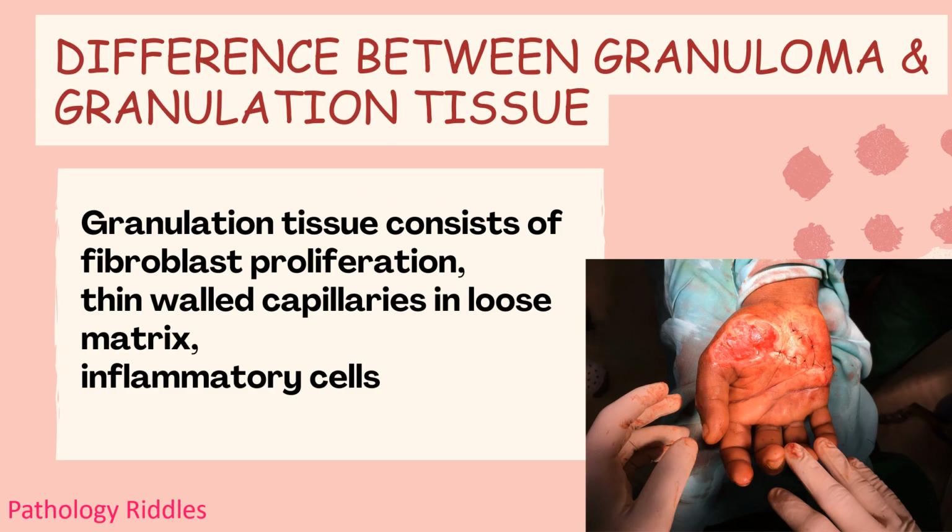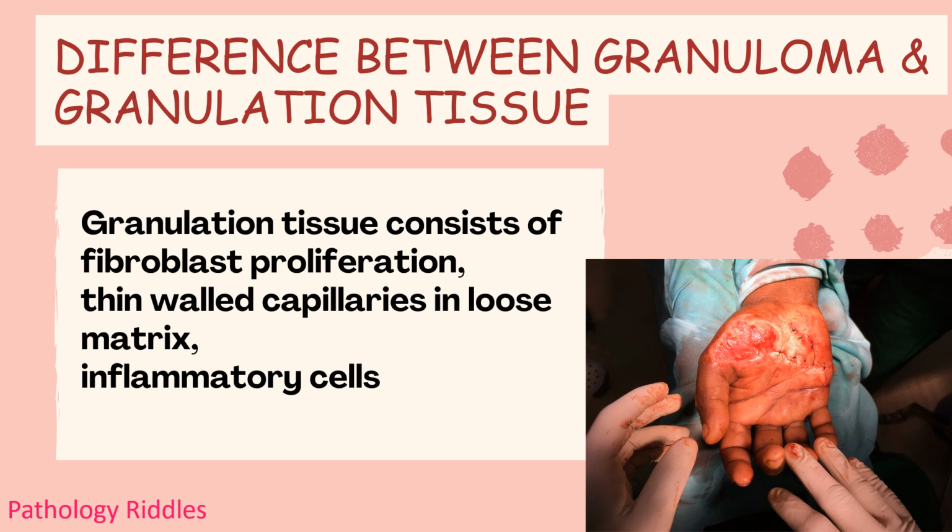First mistake is difference between granuloma and granulation tissue. Since they start with almost the same letters, there are many times when MBBS students get confused. So what do you mean by granulation tissue? Granulation tissue is actually a part of a repair and healing process. It consists of fibroblast proliferation, thin-walled capillaries in loose matrix, and inflammatory cells, particularly macrophages.